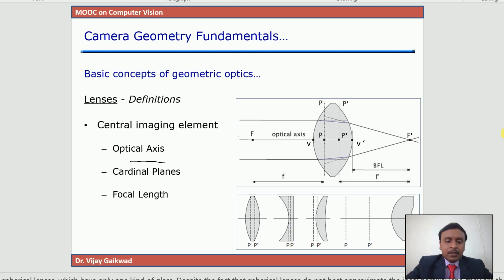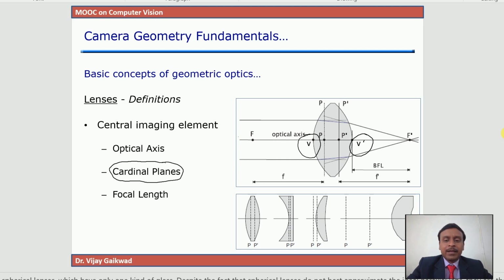The second component of the lens is cardinal planes. These cardinal planes are three in number. The first plane is called F dash. It is called the focal plane, and it lies on the optical axis. The second cardinal plane is called V dash, also called the vertex plane, and these are the points on the vertices of the lens.